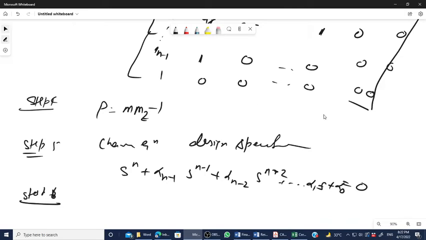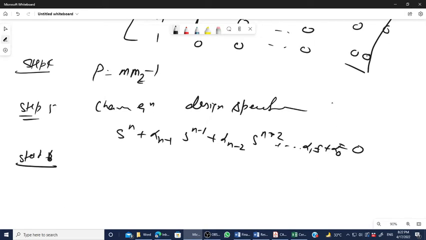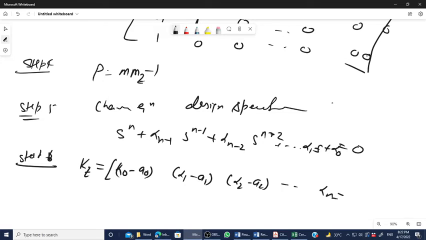Now what is the Kz? Kz you can find out by comparing both the equations: alpha_0 minus a_0, alpha_1 minus a_1, alpha_2 minus a_2, and so on, alpha_(n-1) minus a_(n-1). This is the last step. When you find out the Kz, then k is equal to Kz into P inverse, and you can find out the value of k, right?